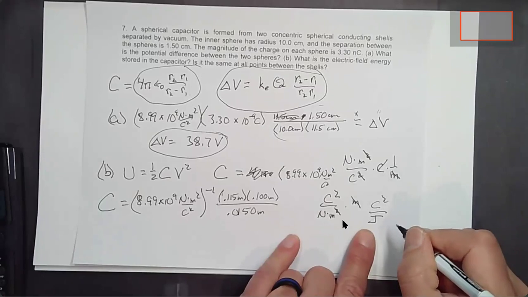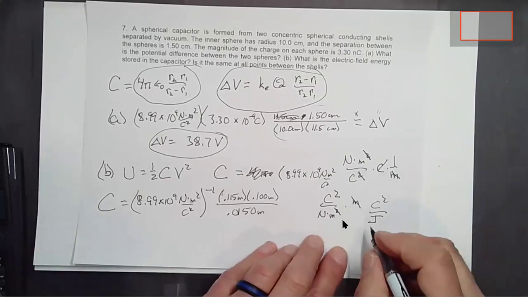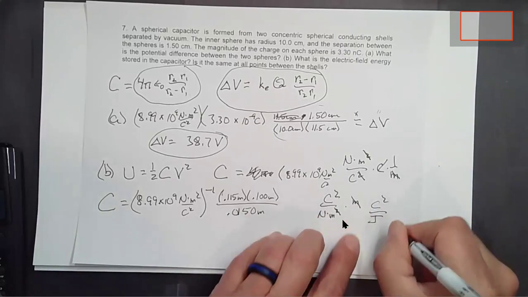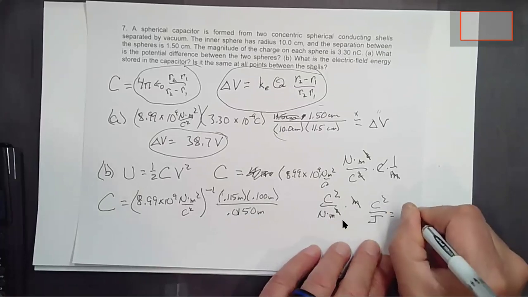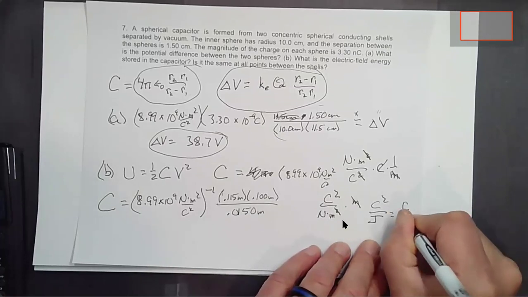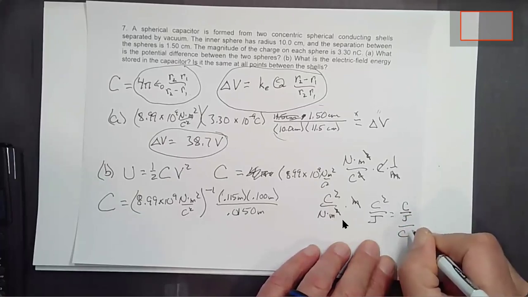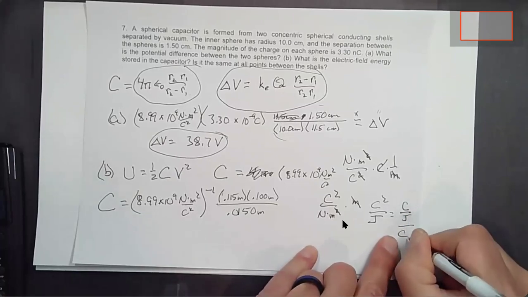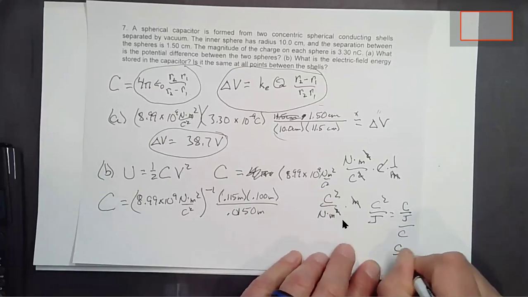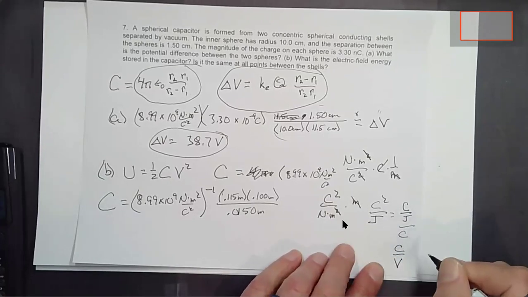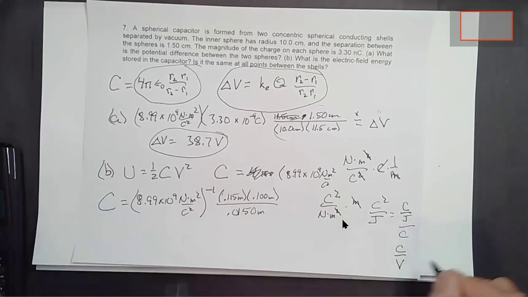But remember, a farad is, I'm going to take one of those coulombs and bring it down here. So a coulomb over a joule over a coulomb. Yeah, joule per coulomb is a volt. It's going to be coulombs per volts, and those are farads. So we're good to go.